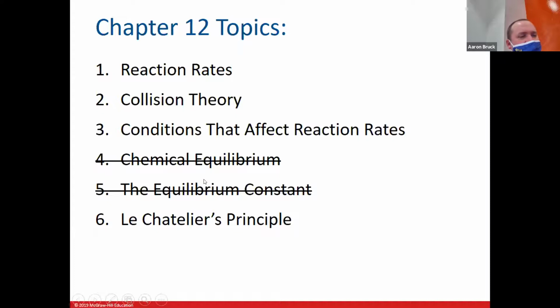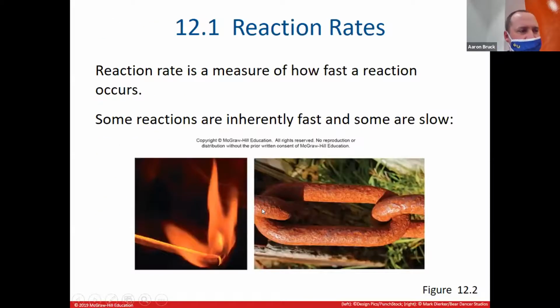Sections 4 and 5 in particular talk a whole lot about calculating equilibrium constants and determining extents of reaction. Honestly, I do that stuff with my general chemistry 2 students. We're going to focus on conceptual kinds of things that don't require us to break out our calculator very often. But still, we can wrap our brains around the whys for some of these things happening. So we're going to start by talking about reaction rates.